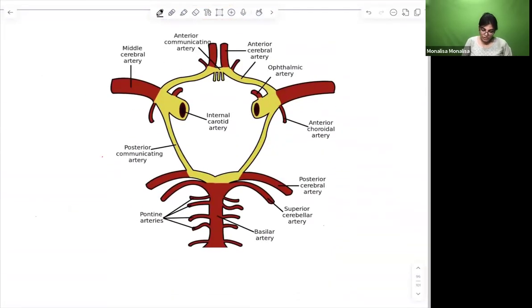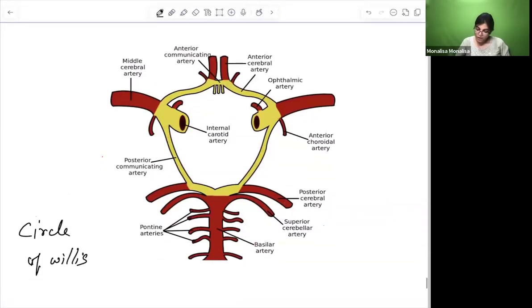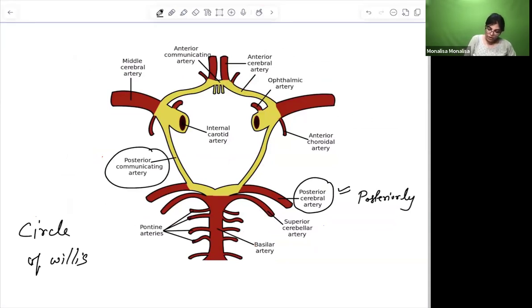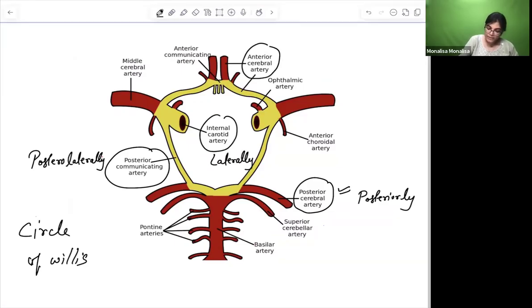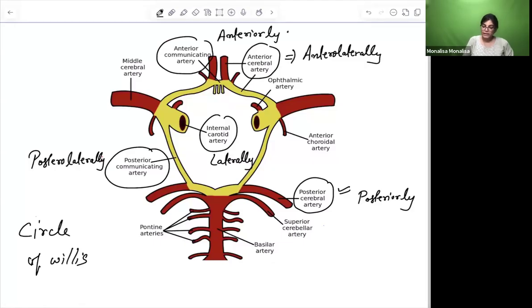Now, this is showing you the circle of Willis. I just want everybody to know the circle of Willis formation. It is formed by the following arteries: posterior cerebral artery posteriorly, posterior communicating artery posterolaterally, internal carotid artery laterally, anterior cerebral artery anterolaterally, and anterior communicating artery anteriorly. So this is the boundary of the circle of Willis.